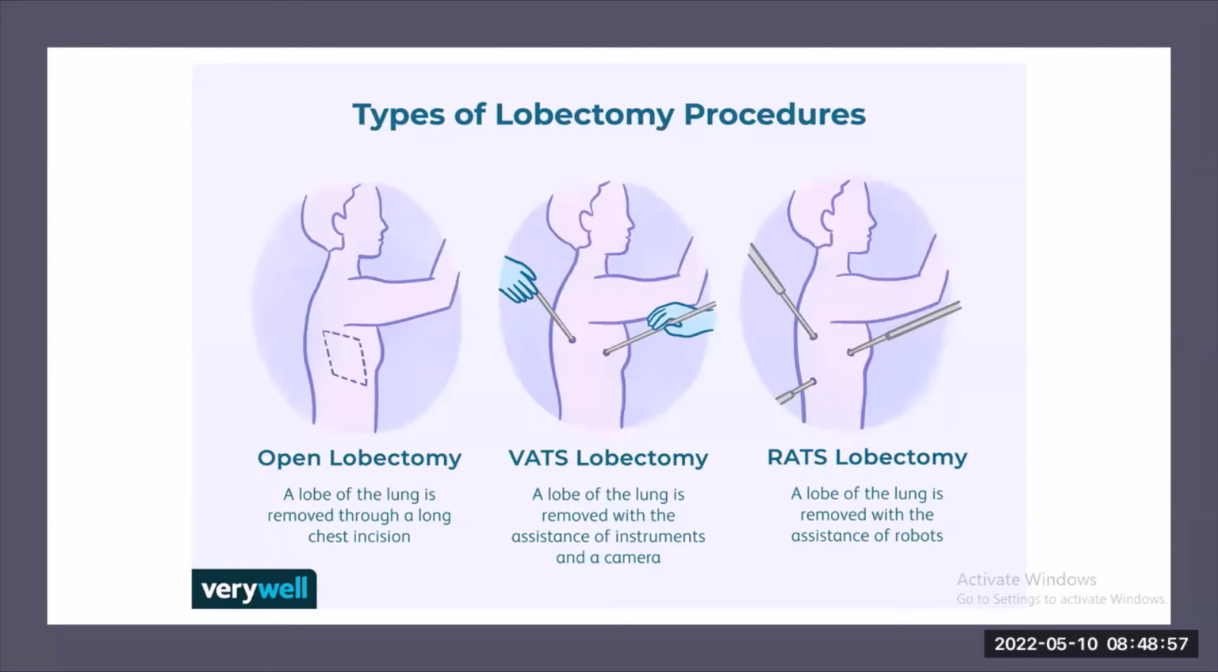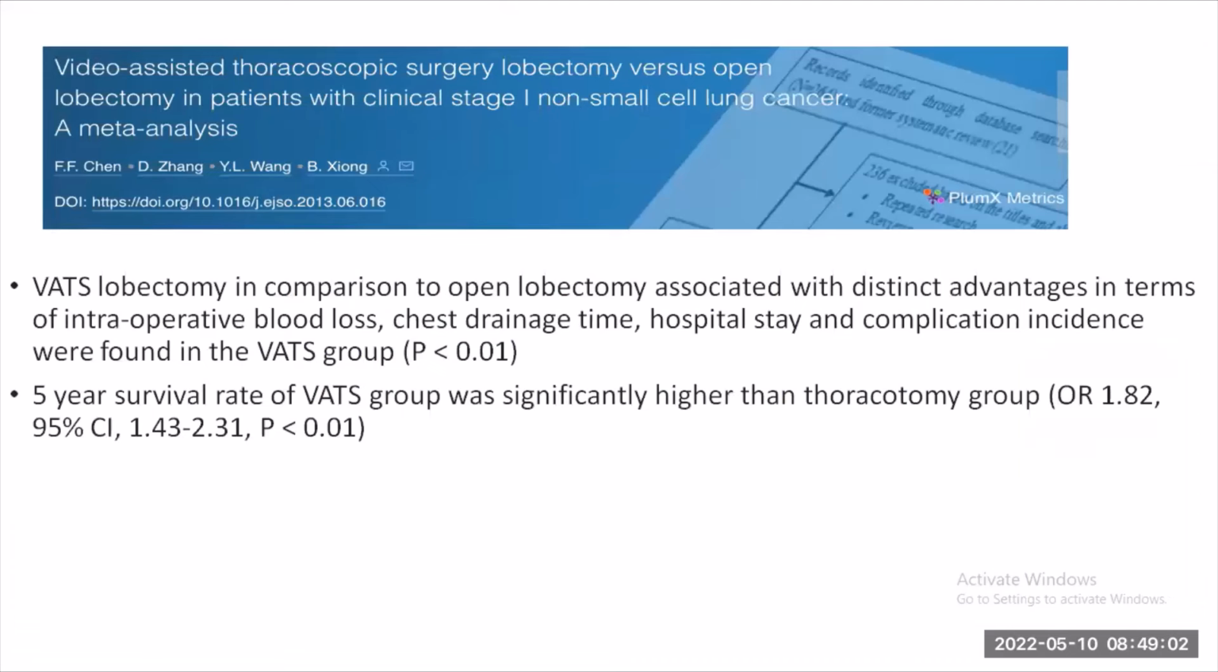Lobectomy again can be performed by either open surgery or by VATS or RATS. Recently, VATS has been used quite frequently, and there has been a meta-analysis which has suggested that VATS is associated with less intraoperative blood loss, less chest drainage time, less hospital stay, and fewer post-op complications. And somehow it is also associated with a better 5-year OS rate, with a ratio of 1.82 in favor of VATS.